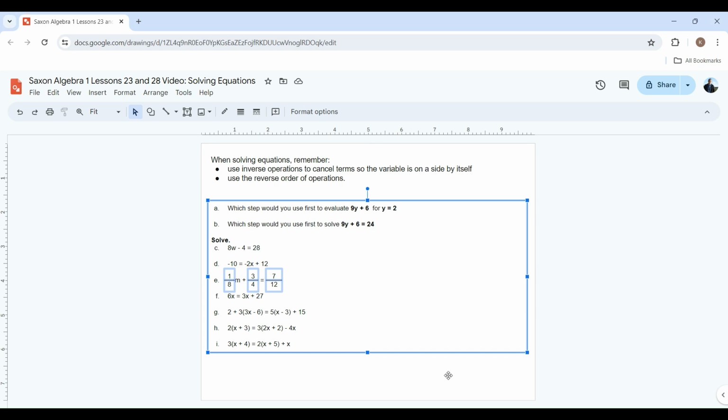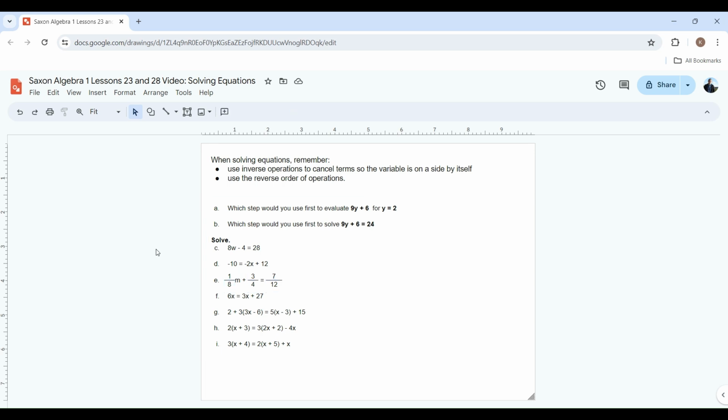Hey, algebra students. In this lesson, we're going to be talking about solving equations that are a little bit more complicated. Now, there are some general things you can remember when solving any equation. First of all, solving equations, we use order of operations in a sort of different way. But the key thing is we're using something called inverse operations.